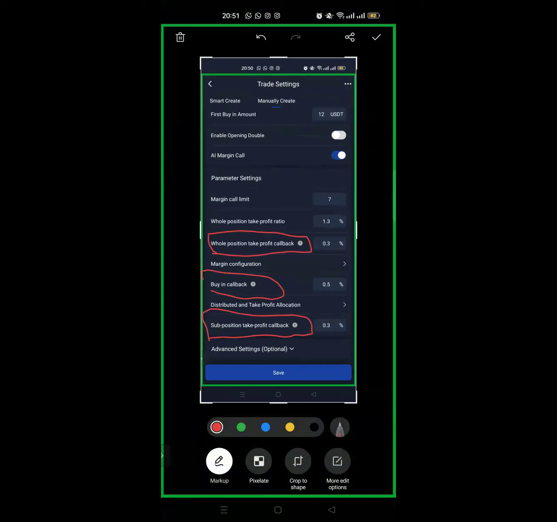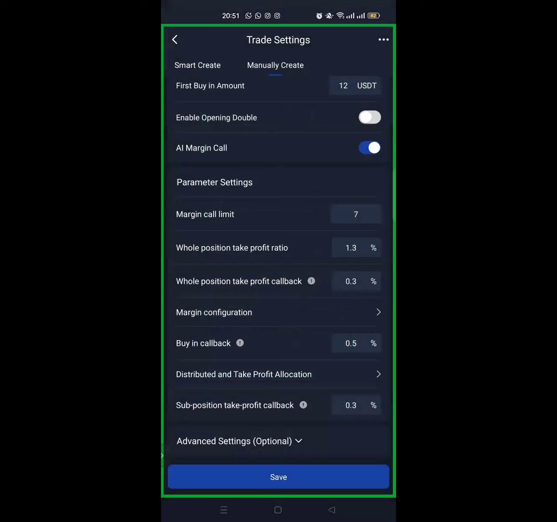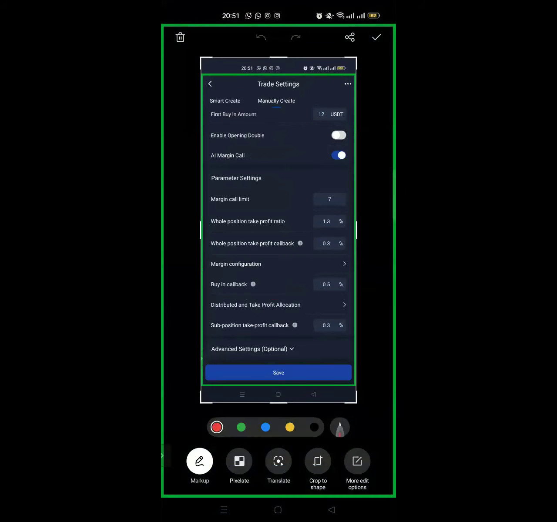Now, all these callbacks have functions they work with. Now, let me explain. First, if you look here, we have hold position take profit ratio. I believe we all know what hold position take profit ratio is. It is the take profit percentage you want the robot to sell that trade at. So if you want 5%, you put in 5% here. If you want to take 3% from that trade, you put 3%. If you want to take 2%, you put 2%.